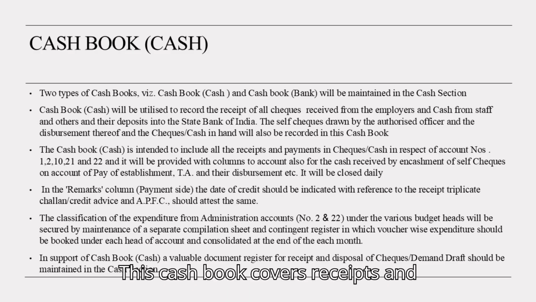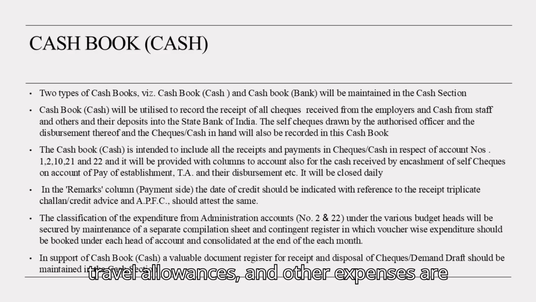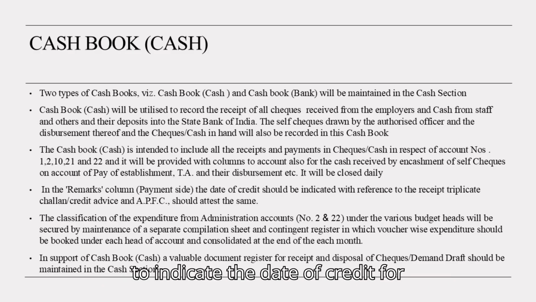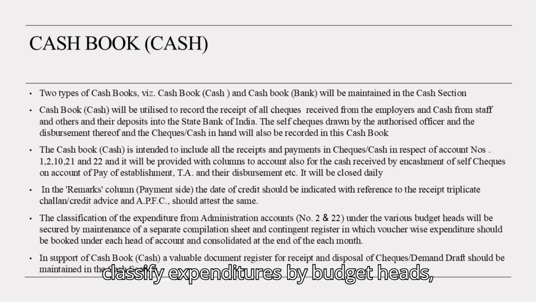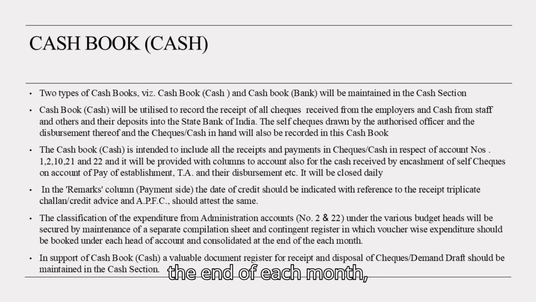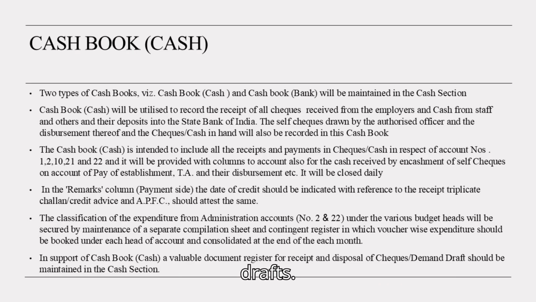This cash book covers receipts and payments for accounts 1, 2, 10, 21, and 22, and is updated daily. Self-check transactions for salaries, travel allowances, and other expenses are also noted, with a remarks column used to indicate the date of credit. For accounts 2 and 22, a separate compilation sheet is maintained to classify expenditures by budget heads, with a detailed breakdown prepared at the end of each month. Additionally, a valuable document register is maintained to track the receipt and disposal of checks and demand drafts.